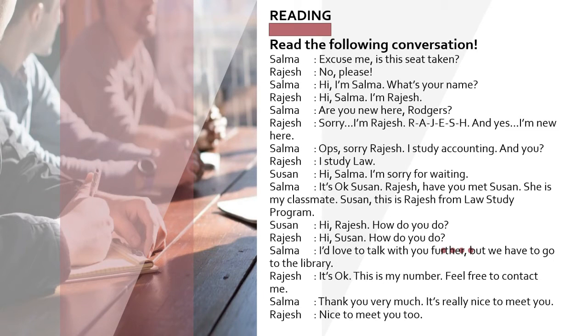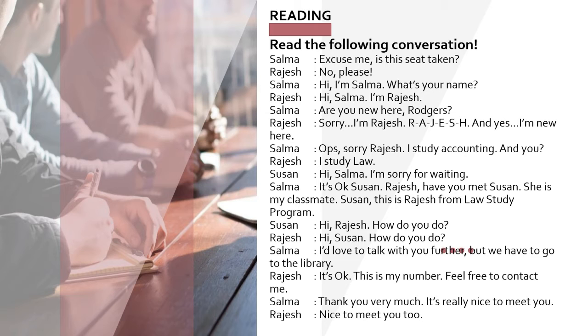Well, let's start our lesson today by looking at this conversation. You can also find this conversation on the previous page in the reading part. And here, I will not read the conversation for you. I'll just discuss the important points of this conversation. This conversation is about Salma and Rajesh. They are new students and they unintentionally met on a campus.